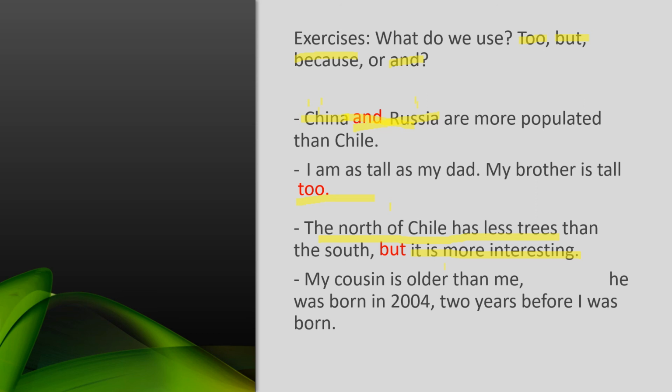And now we have: my cousin is older than me. He was born in 2004, 2 years before I was born. My cousin is older than me, and then we talk about when he was born. So we are giving an explanation, stating why he is older. We use because. My cousin is older than me because he was born in 2004, 2 years before I was born.